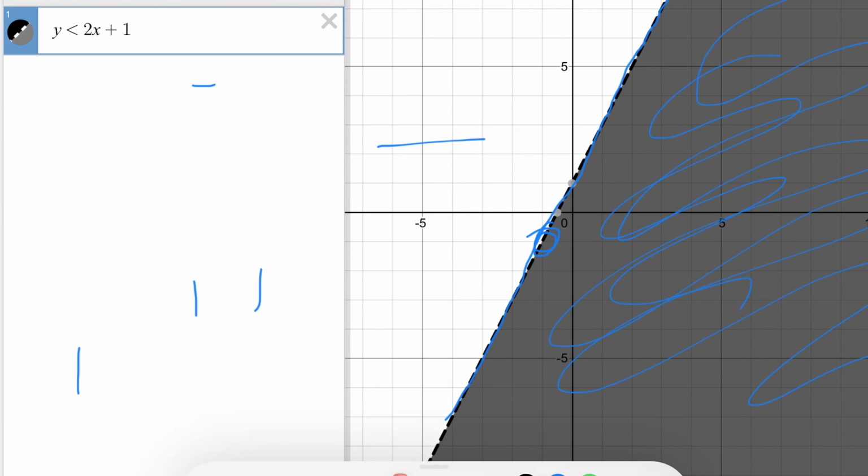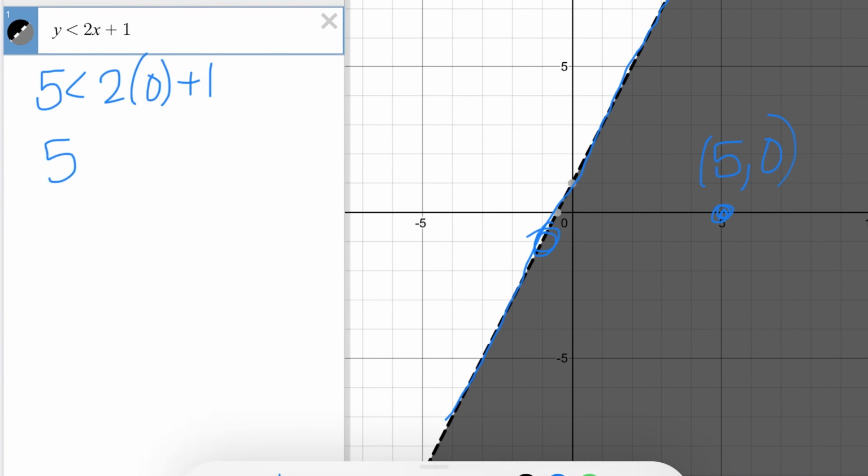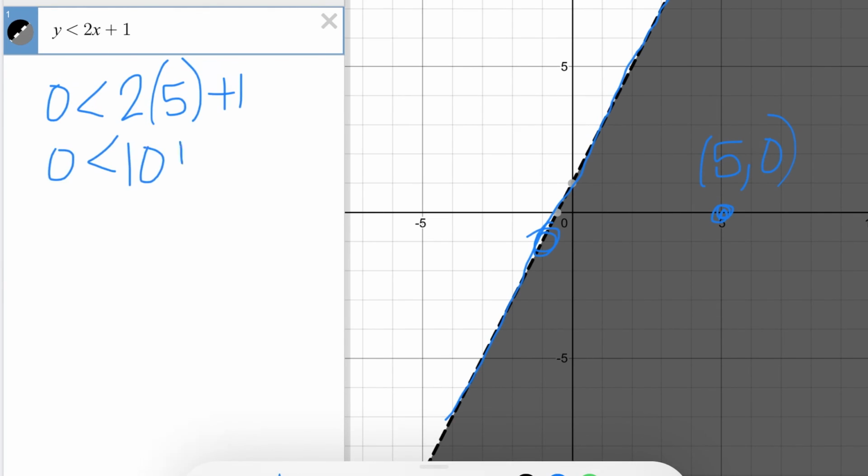So let's pick a couple of points in the shaded area and just try them out so that you can see. How about, and I've drawn so much on here, how about right here, 5, 0. If I put 5 in for y and 0 in for x, oh, I'm sorry, I have that backwards. Oops. 0 is y. Hold on, this isn't working. 0 is y. 5 is x. There we go. Is 0 less than 11? Yes, it is. This point works.